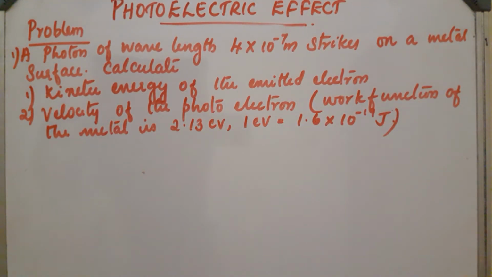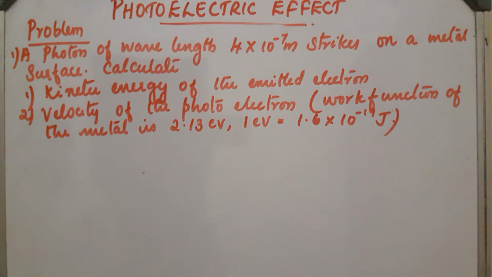Now let us do one problem. There is an important point about the photoelectric effect: the threshold frequency depends upon the nature of the metals. That means different metals have different threshold frequencies. Now, the problem is, a photon of wavelength 4 into 10 raised to minus 7 meter strikes on a metal surface. First, calculate the kinetic energy of the emitted electron.